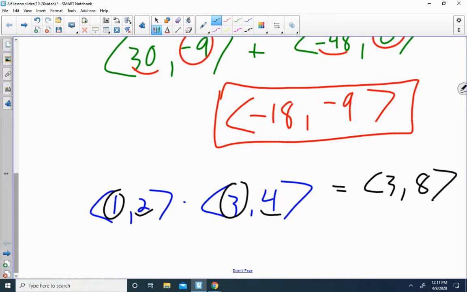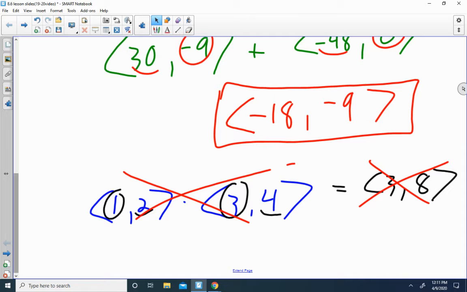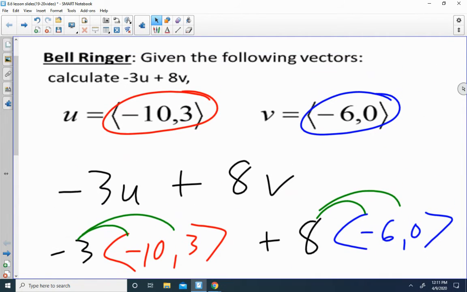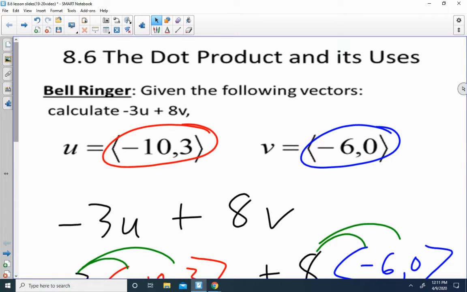Fortunately, there's a bit more to it. It's not complicated, but there is a bit more to it. So sadly, that is not how you multiply vectors together. And I will show you how to multiply vectors in the next video. Or in other words, I'm going to show you how we do the dot product.